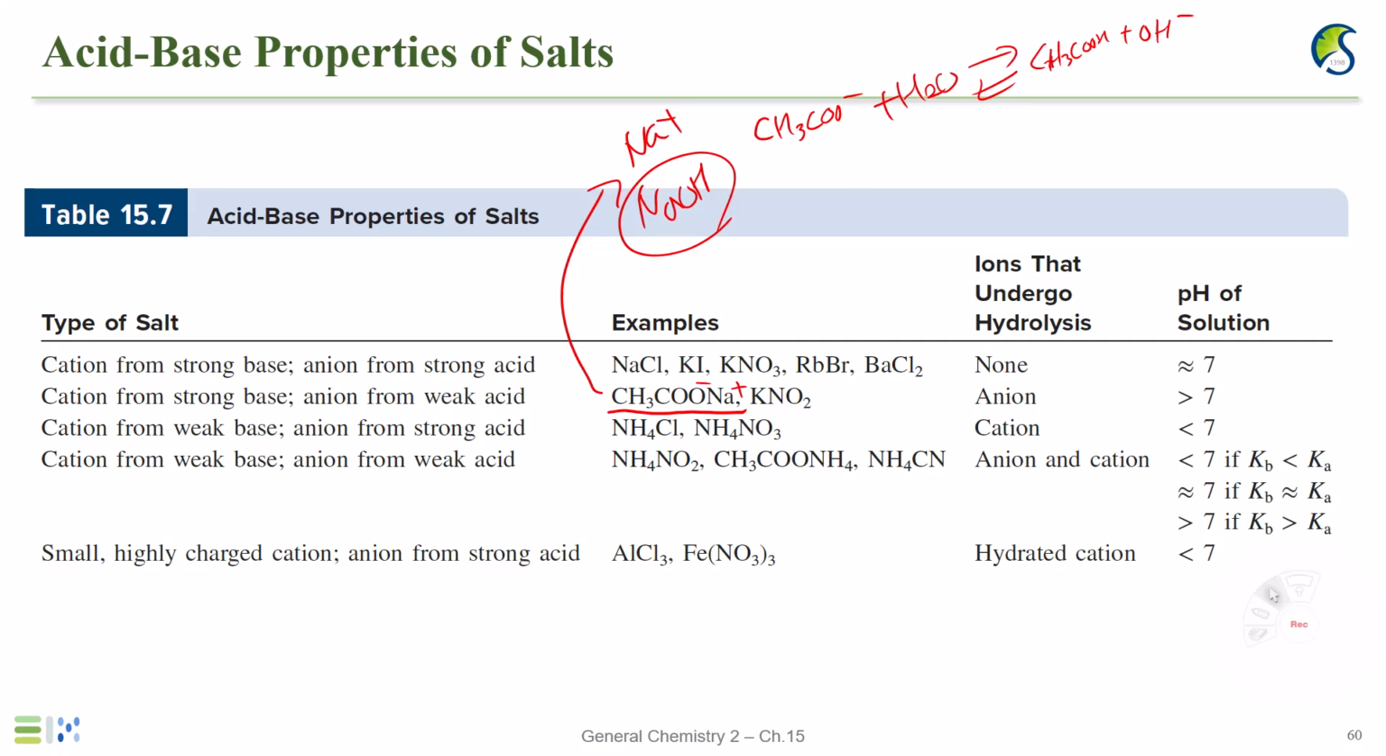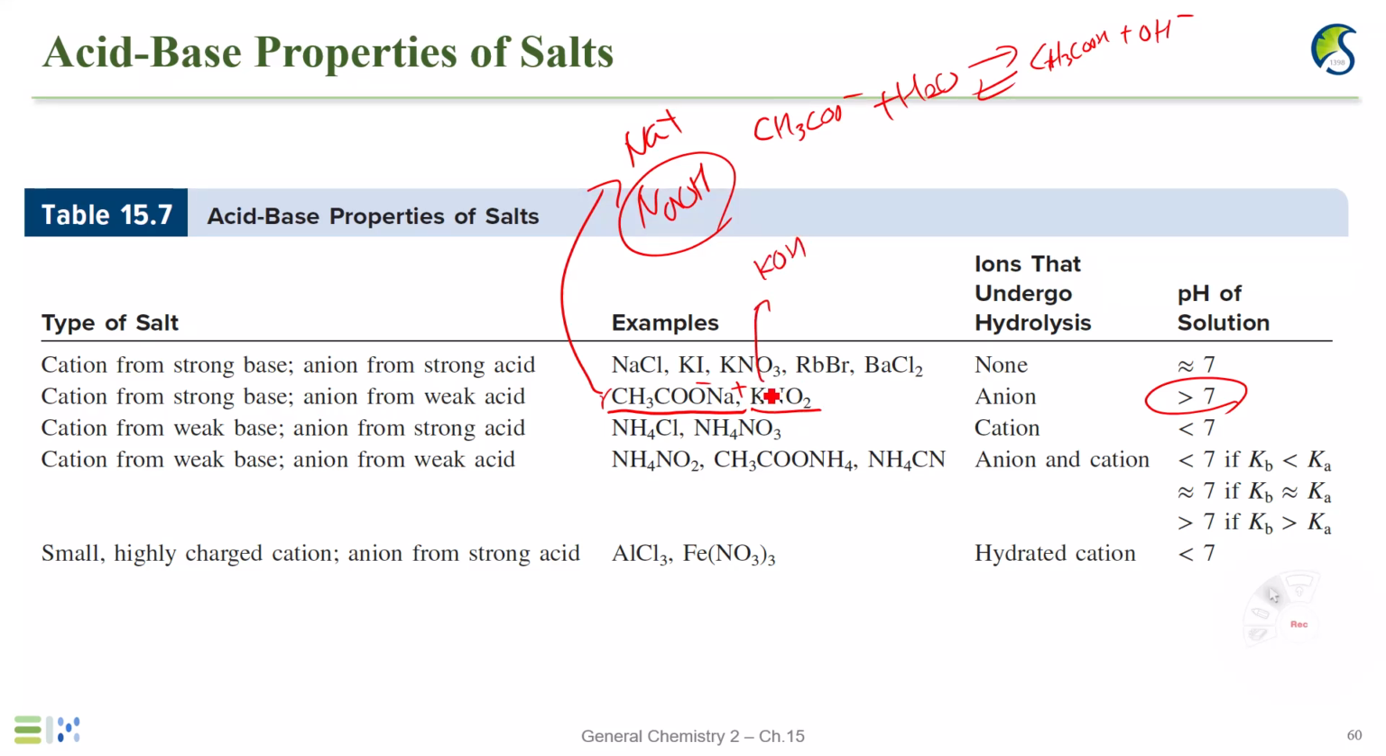So the solution that contains this CH3COONa has a pH higher than 7 and becomes basic, because this acetate anion from a weak acid makes hydrolysis happen to generate OH minus. So even though this salt doesn't have any H plus or OH minus, the solution that has this salt can become acidic or basic. And the same thing for KNO2, right?